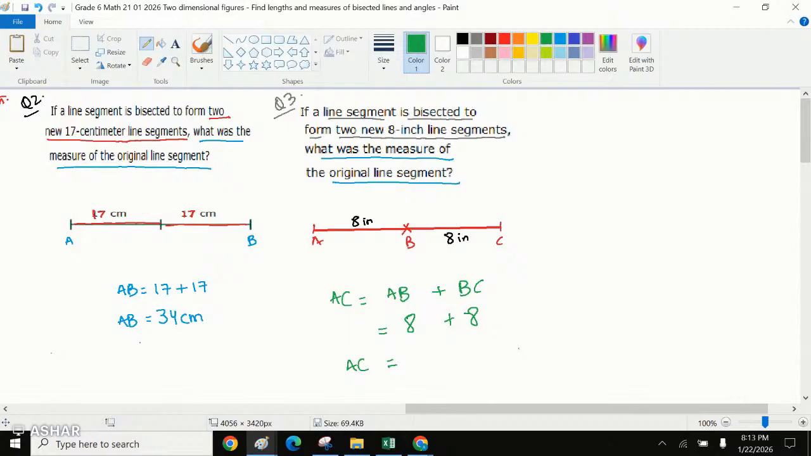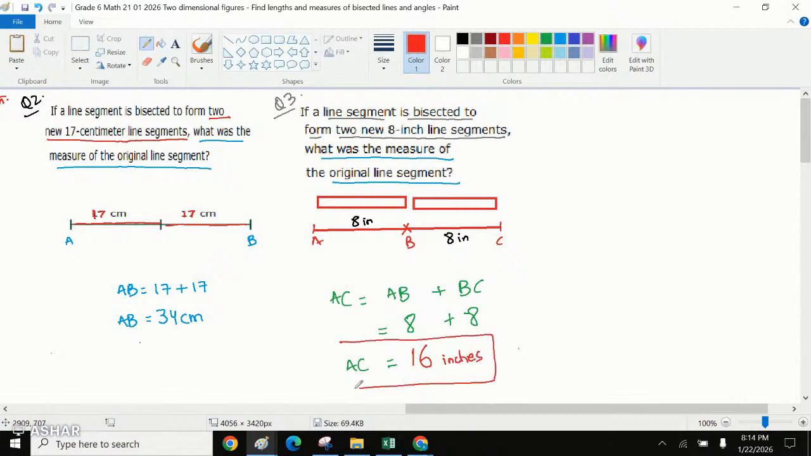Yes, we are adding them together because we have two parts over here, right? 8 plus the 8, that would be the total length. 8 plus 8 would come out to be 16, and we write the unit, that was inches. That means if the total length of the line was 16 inches, it is broken down into two equal parts, that would be 8 and 8. If the smaller parts are given, we can find the length of the bigger line, the original line. Okay, thank you so much.